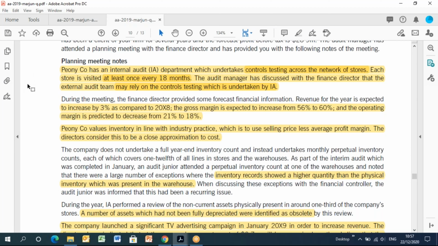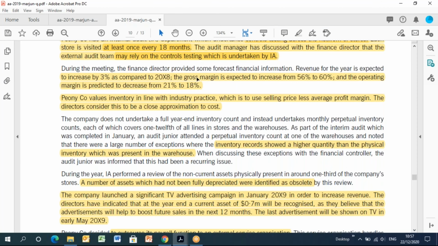If we move on, it says that during the meeting, the finance director provided some forecast financial information. Revenue for the year is expected to increase by 3% as compared to 2008. The gross profit margin is expected to increase from 56 to 60, which is 4, and the operating margin is predicted to decrease from 21 to 18, which is 3%. So by looking at these ratios, you'll immediately see that the revenue has increased, the GP has increased, but the operating margin has decreased by 3.